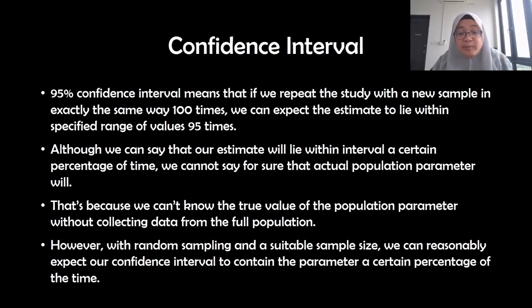Although we can say that our estimate will lie within the interval a certain percentage of the time, we cannot say for sure that the actual population parameter will. That is because we cannot know the true value of the population parameter without collecting the data from the full population. At the end of the day, we are just making an estimation based on our sample. If we want to have the true value, we need to have the data from the full population. However, with random sampling and a suitable sample size, we can reasonably expect our confidence interval to contain the parameter a certain percentage of the time.